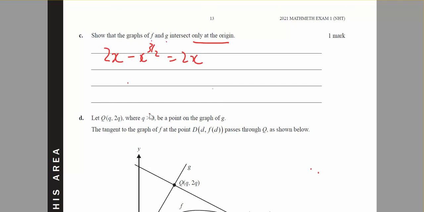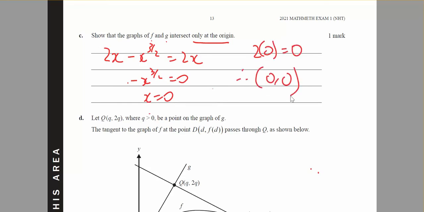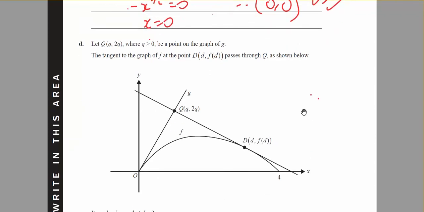So I'm going to have the 2x's will sum to 0. So I've got minus x to the 3 on 2 equals 0. Therefore x equals 0. And then if I sub in 2 times 0, I get y equals 0. Therefore 0 and 0. I've got to prove that both x equals 0 and y equals 0 to prove that they intersect at the origin. So I've done that.